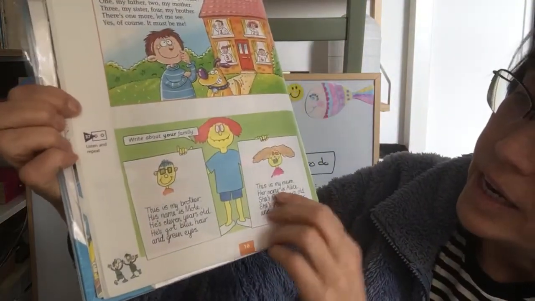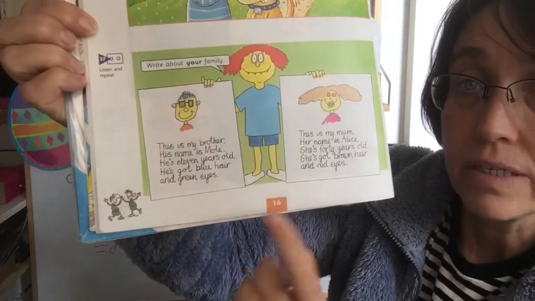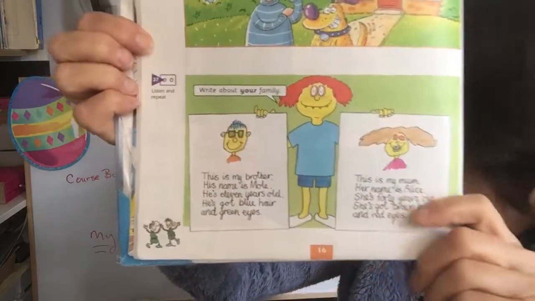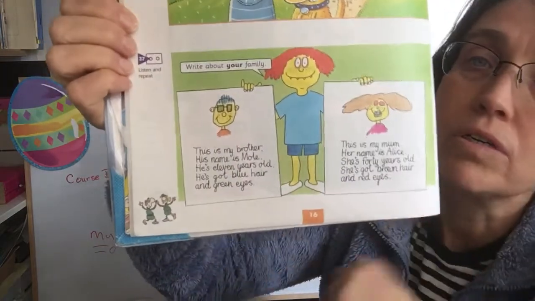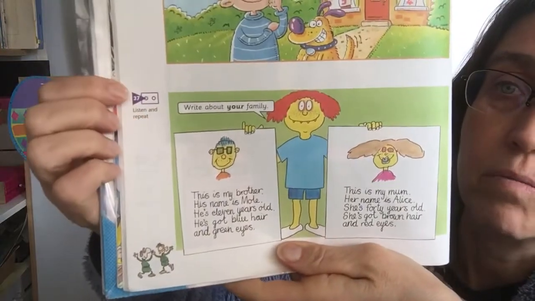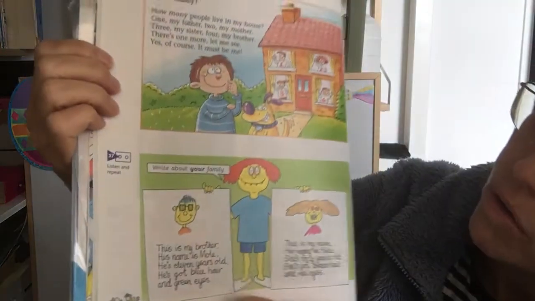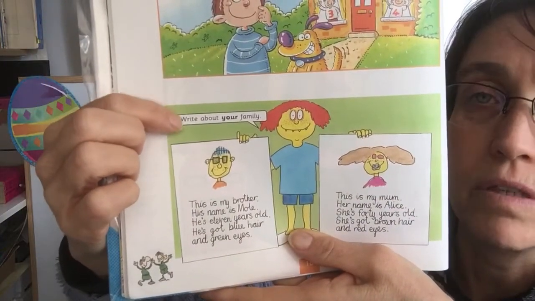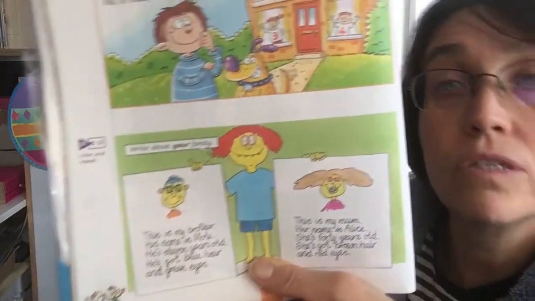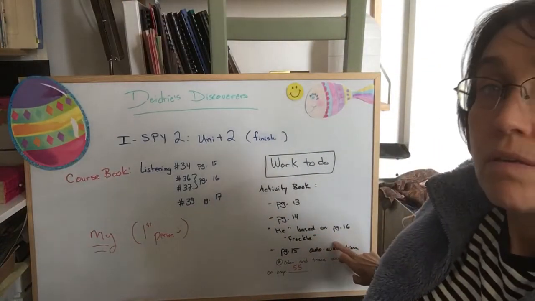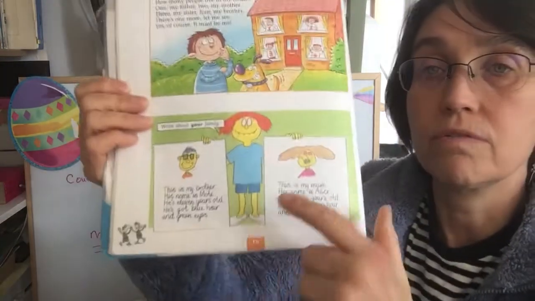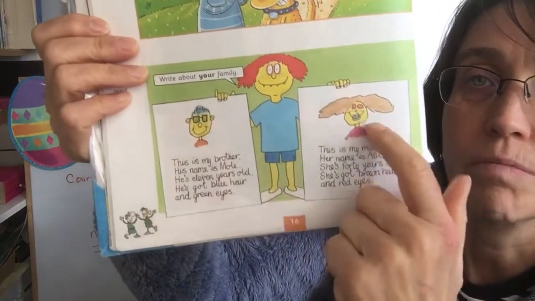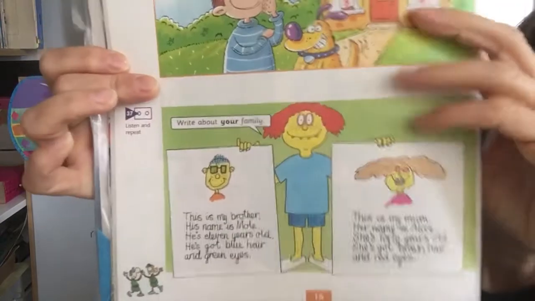Okay, now, still on page 16, we're going to listen to our next part where Freckle is speaking about her family. And this is listening number 37. It's going to answer the instruction, write about your family. It's not a question, pardon me. It's talking about your family. And that's related to the exercise Me, which is based on this page and the course book with Freckle. Okay, let's listen. She's going to talk about her mother and her brother. Okay, here we go.